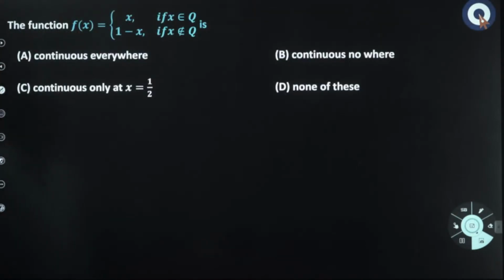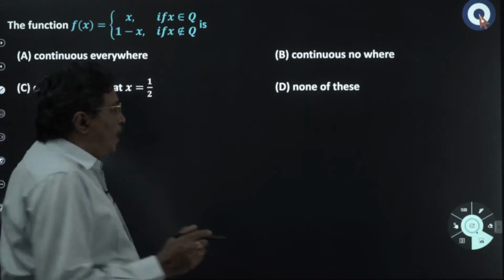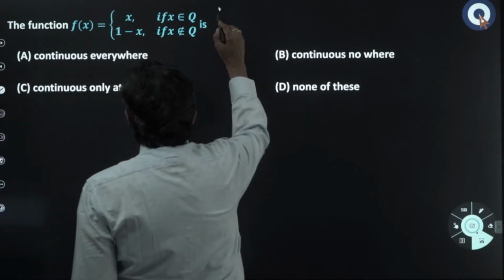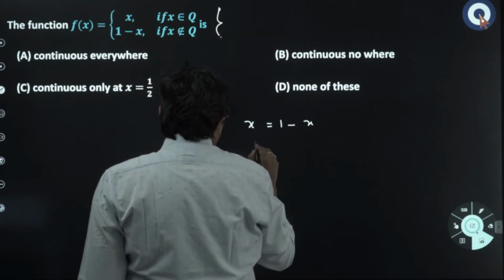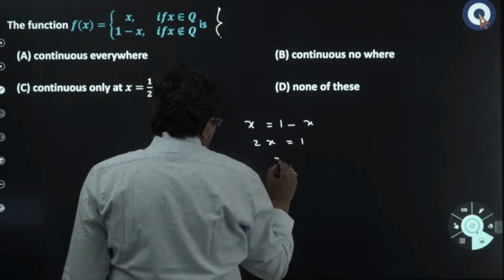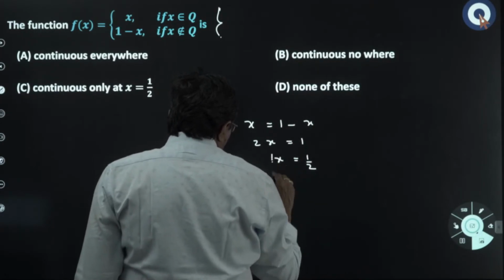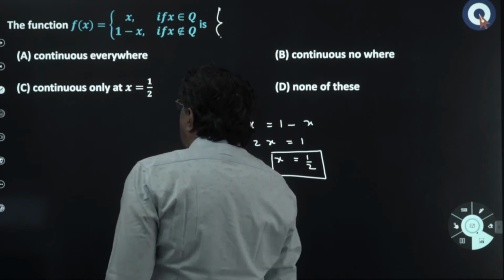All right, let us go to some problems here also. The function f(x) is equal to x for all rational numbers and 1 minus x for all irrational numbers. Where is it continuous? For this kind of problem, there is a simple trick, all of you remember: just equate these two. x is equal to 1 minus x, and you get 2x is equal to 1, or x is equal to 1 by 2. This is the only point where the function is continuous.